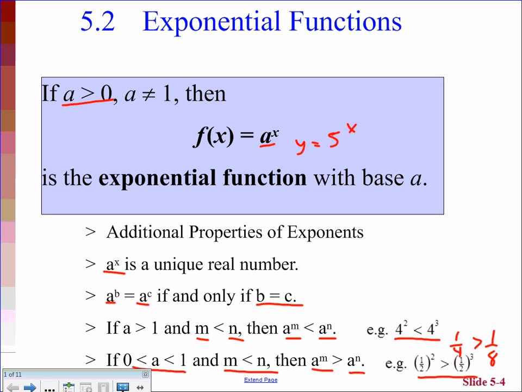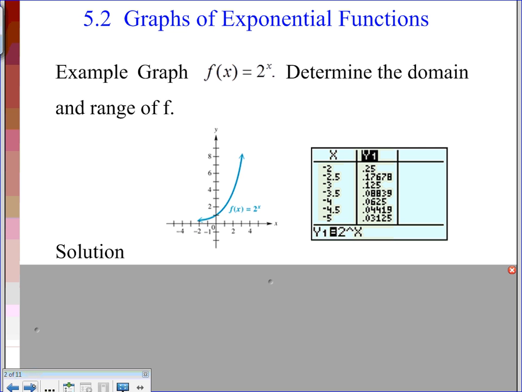Okay, so just some basic little review of what we're talking about here on exponential functions. We're going to talk about the graphs of exponential functions mostly in this lesson, and they have the graph here, an example graph of f of x equals 2 to the x power. So they want you to graph that and determine the domain and range of f. They have a nice little graph here in blue, and they show a table over here of the different values for an x and y table, different values of x give me different values of y. So what's the domain and range of this function?